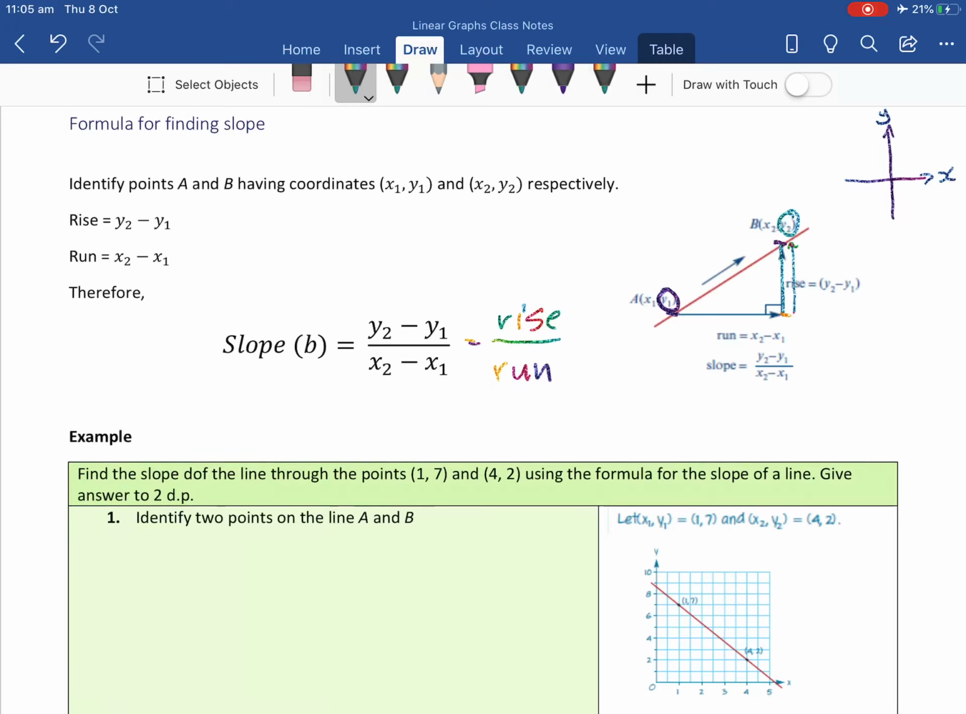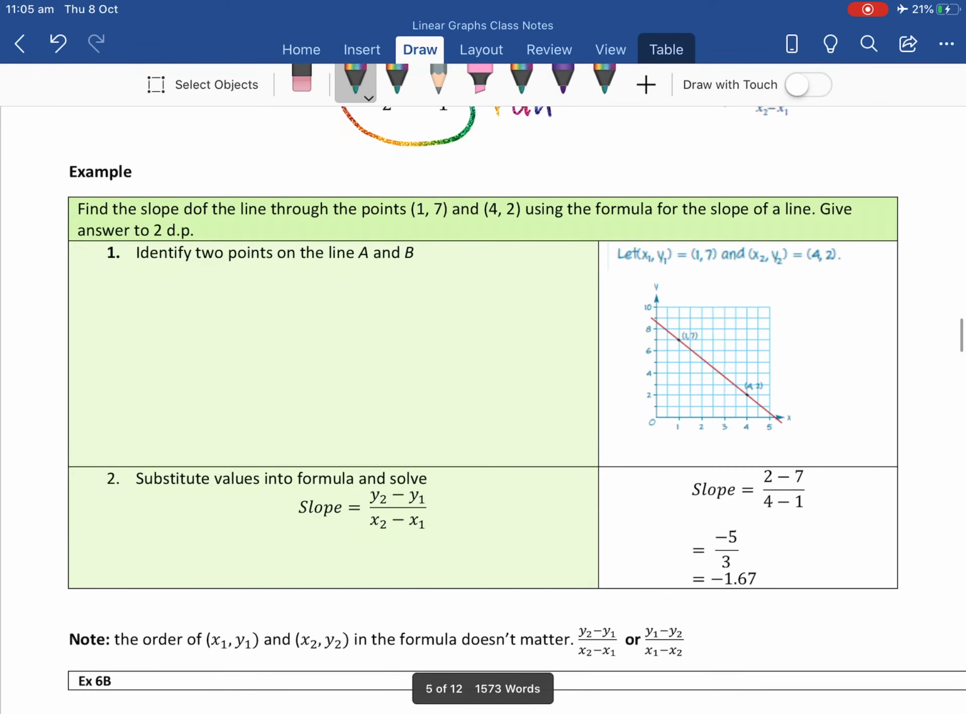And then for the run, what we're finding is the difference between the point here at B and, looking at obviously the x values horizontally, going to x1 here. So we're finding the distance between there. If you know this one and you subtract x1, you'll get this distance. So you can use that when you've got 2 points. We'll do an example here.